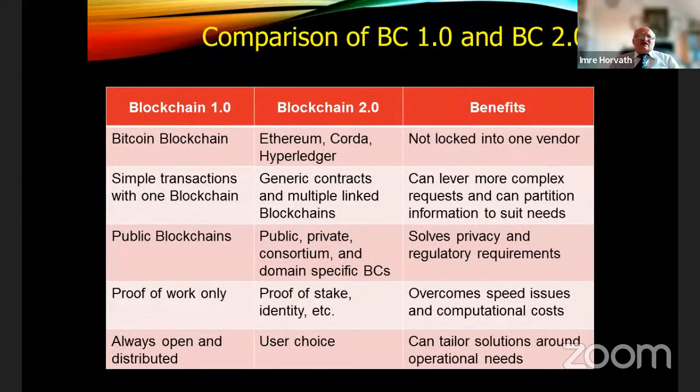Here is a table in which I try to compare the blockchain characteristics for the 1.0 version and the 2.0 version, and also to identify some benefits. For instance, with regard to blockchain 2.0, it is a benefit that it is not locked into one vendor, can handle a more complex request, and can partition information to suit needs. And then it also solves privacy and regulatory requirements, overcomes speed issues and computational cost, and can tailor solutions around operational needs.